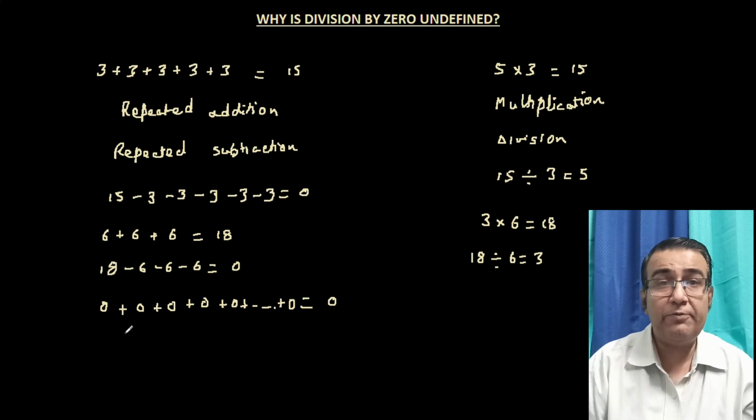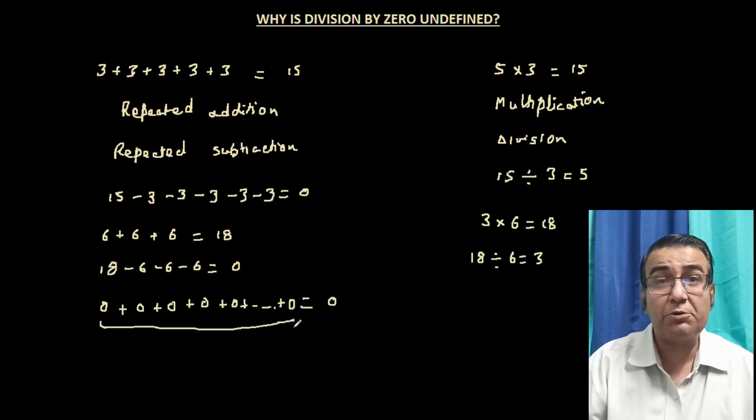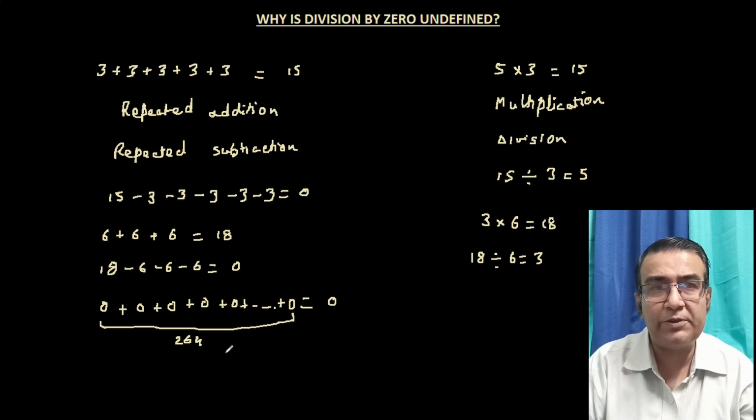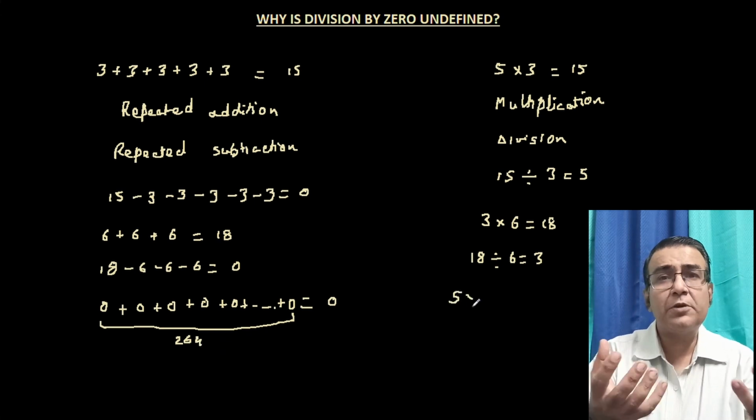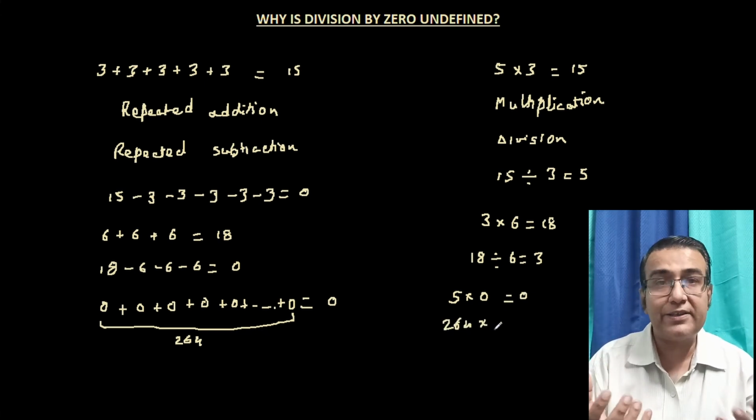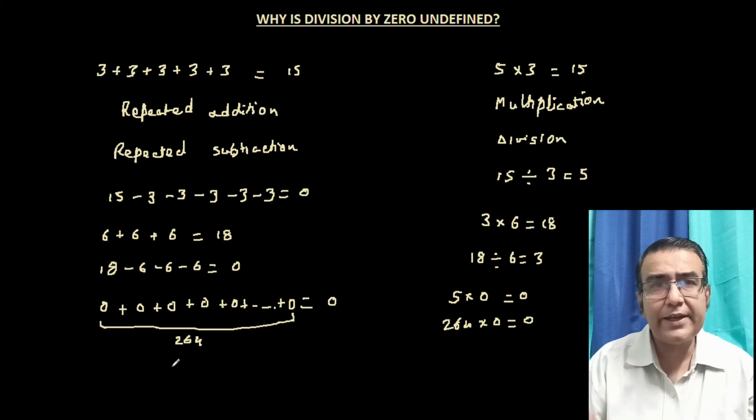And no matter how many times I take nothing, I'll be left with nothing. So even if I take it, say a number 264 times, I'll still be left with nothing. It's going to be 0. So we can say that when I took nothing 5 times, I get nothing. And when I take nothing 264 times, I still get nothing.